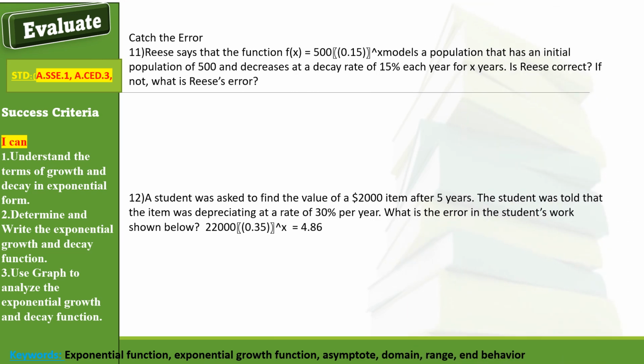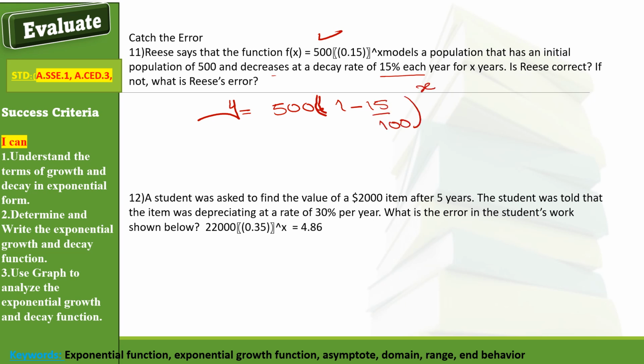Reese says that the function f of x equals 500 times 0.15 to the power of x models a population that has an initial population of 500. So let's interpret it first of all. Initial value, which means the a, is 500. That is absolutely correct in his formula. And decreases means 1 minus, at a rate of 15%, which means 15 over 100, whole to the power of x. So this is the model.